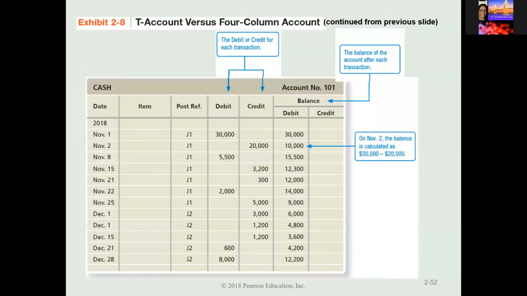And the 4-column is an alternative to the T account. The 4-column account has debit and credit columns, as well as a running balance of the accounts. Now, similar to the T account, the 4-column account lists the date of the journal entry, a posting reference, and the debit and credit amount.